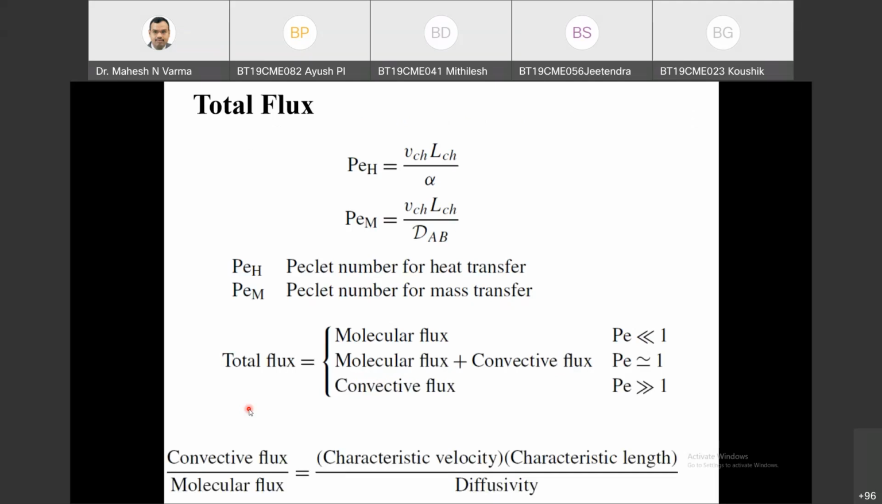Yes, tell me. Sir, can you repeat why the Peclet number is preferred to the Nusselt number?